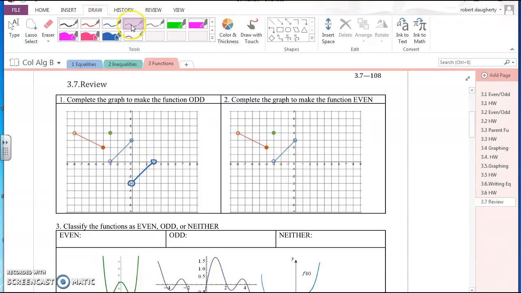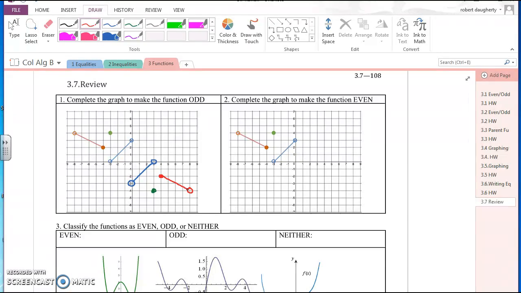If I look at that green dot that you see, that's to the left 3 and up 4. So the opposite would be to the right 3 and down 4. So that would be the green dot you see there. And then if I look at that orange, I've got a closed circle at 4 left and 2 up. So 4 right and 2 down would be here. And then this open circle is 8 to the left and 4 up. So 8 to the right and 4 down would be right here. And if I connect those, I see that. So that makes this function odd.